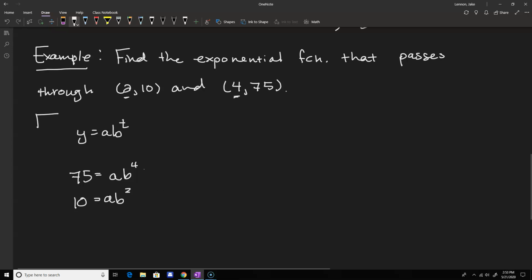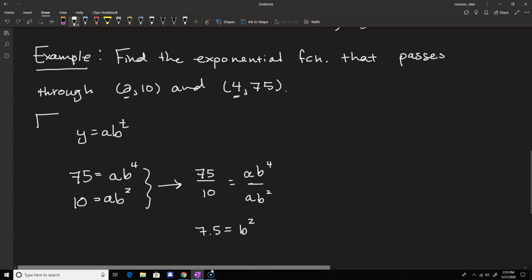And then the question is, how do I put these things together? Well, if they're both equal and I take ratios of them, I will also get an equation, right? If 75 is the numerator of one fraction and ab to the 4th is the numerator of the other, and 10 is the denominator of one fraction and ab squared is the denominator of the other, those fractions must also be equal. And the upshot to doing that is the a's will cancel. A divided by a will just be 1. And then with the b's, you can just subtract their exponents. So we end up with 7.5 equals b squared.